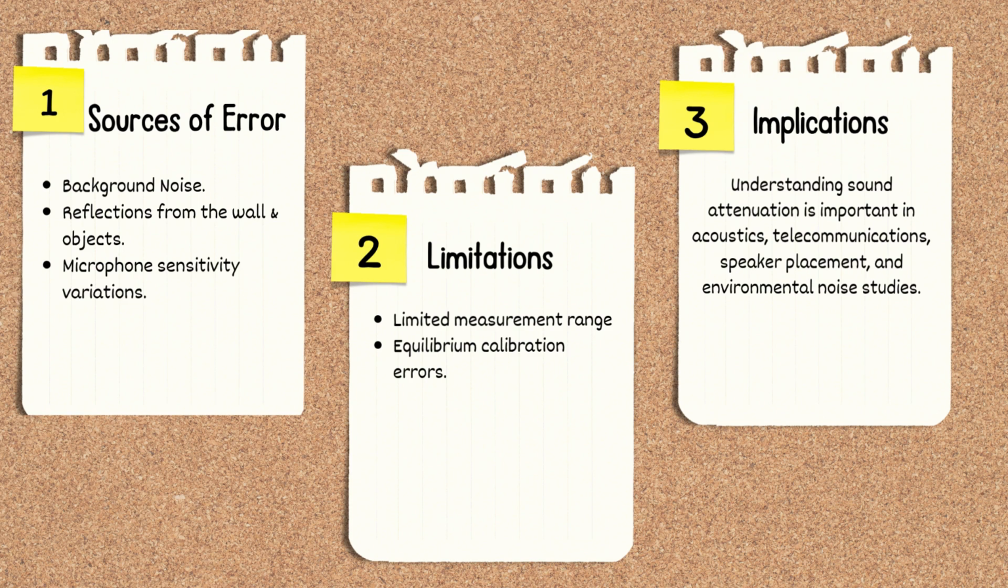Moving on to the sources of error. There is background noise, reflection from the wall and objects, and microphone sensitivity variation. For the limitations, the first one is limited measurement range and equipment calibration errors. For the implications, understanding sound attenuation is important in acoustic telecommunication, speaker placement, and environmental noise studies.